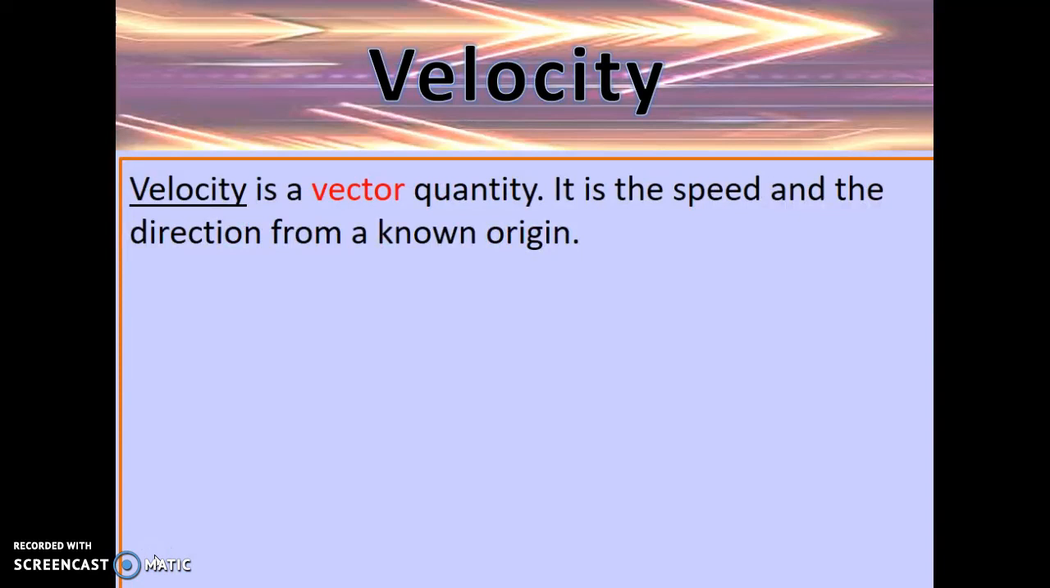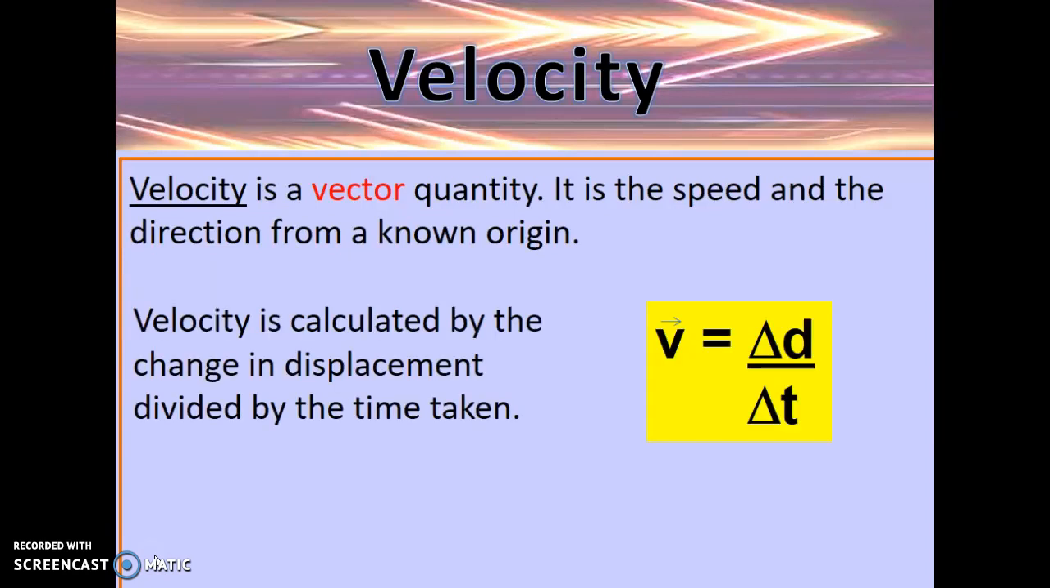So just comparing speed, which is what was in the previous question, and velocity. Velocity is the vector quantity, whereas speed is the scalar quantity. So velocity has both the magnitude, which is the speed, and the direction. And it's calculated by the change in displacement divided by the time taken.